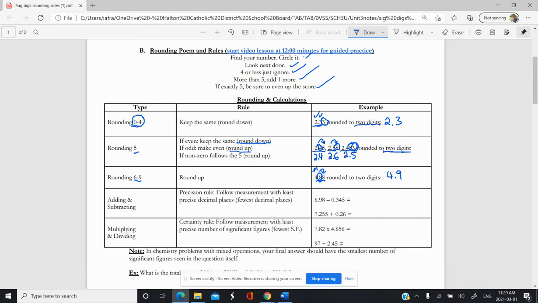So now what happens if you're doing operations? So if you're adding, subtracting, multiplying, dividing. Well, if you're adding or subtracting, you need to follow the precision rule, which basically means that you need to follow the measurement with the least precise decimal places. In other words, the fewest decimal places.